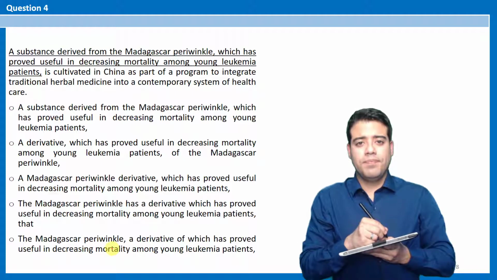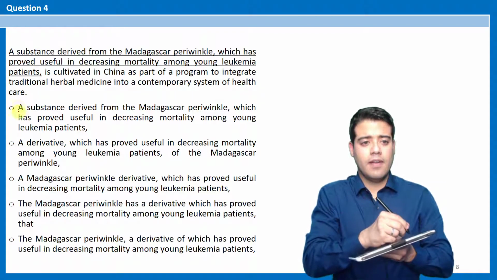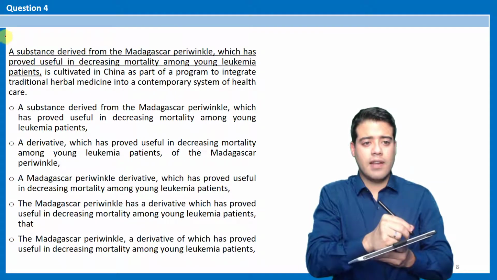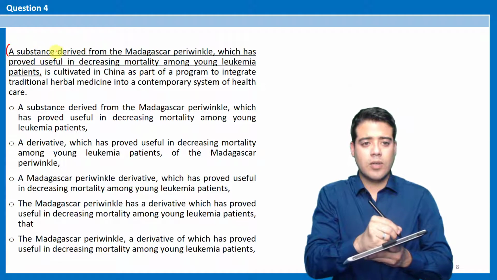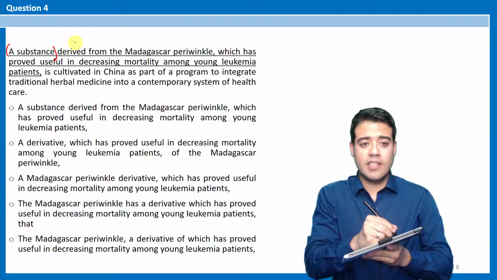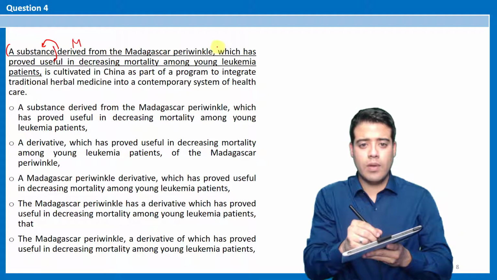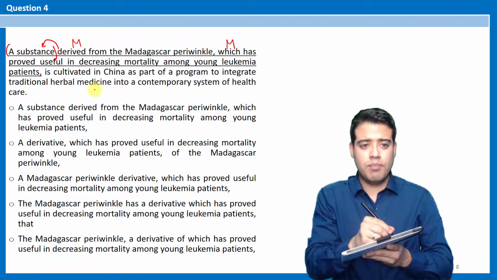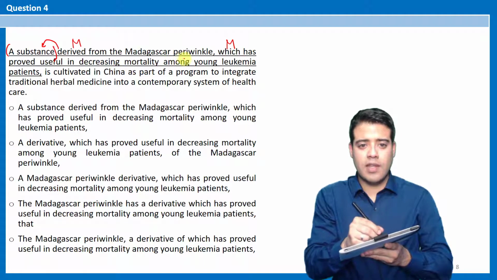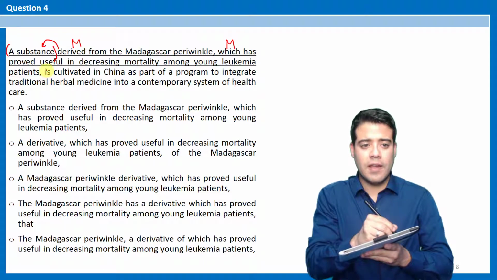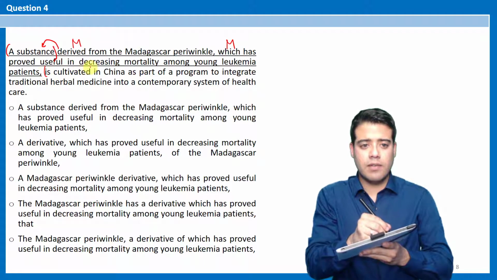And take a look at this one. You have the subject at the beginning again, a substance. So a substance, then derived, be careful, it's not a verb, it is a modifier. So a substance derived from the Madagascar periwinkle, then you have another which modifier, which has proved useful in decreasing mortality among young leukemia patients, and the verb is cultivated.